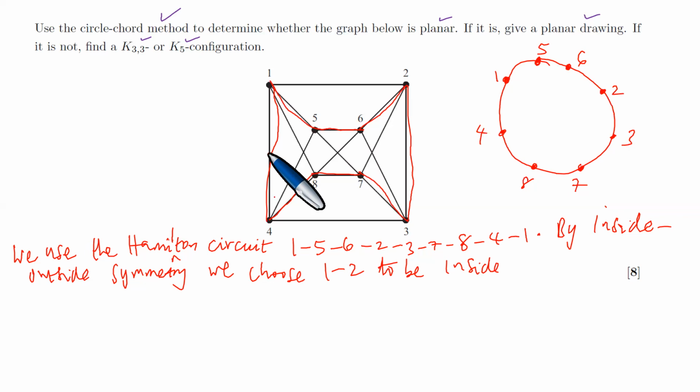All right. So by inside-outside symmetry, we choose 1, 2 to be inside. Full stop. In other words, now we choose 1, 2 to be inside. So we have 1, 2 because it's the first one. So after that, what do we do?